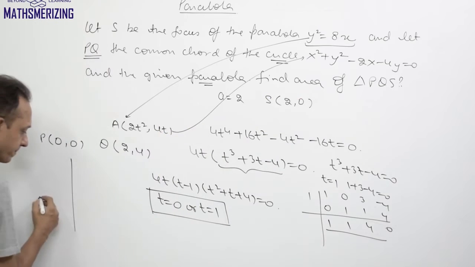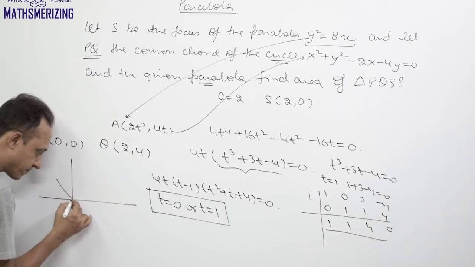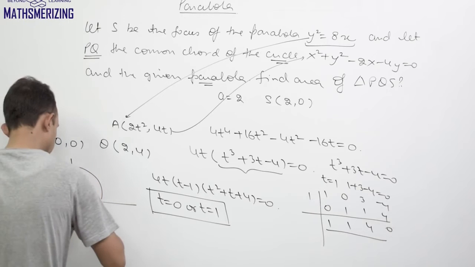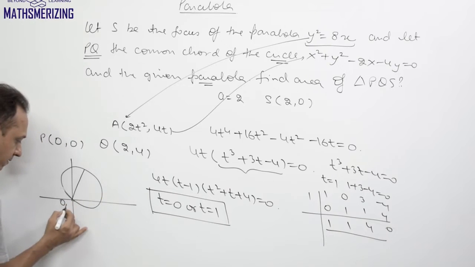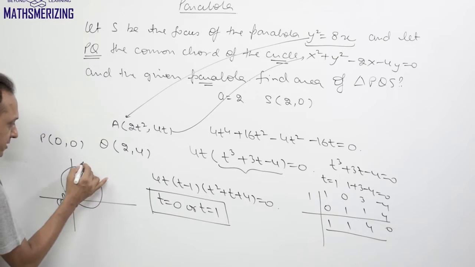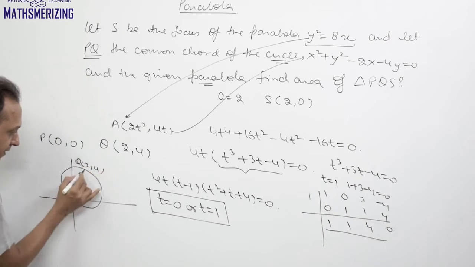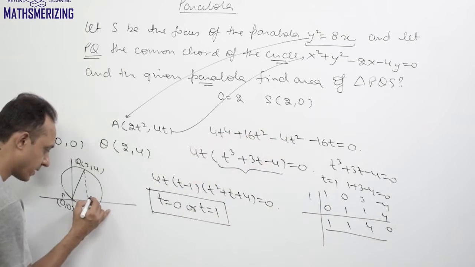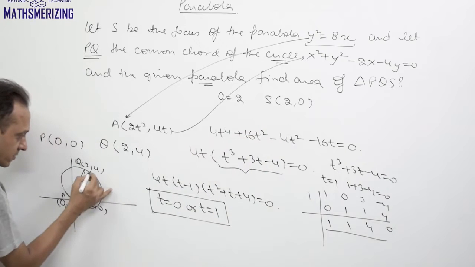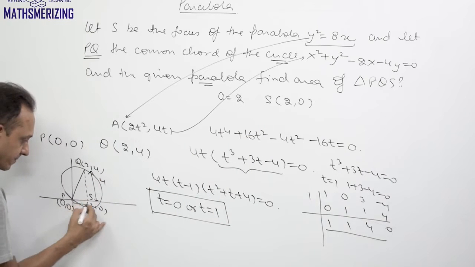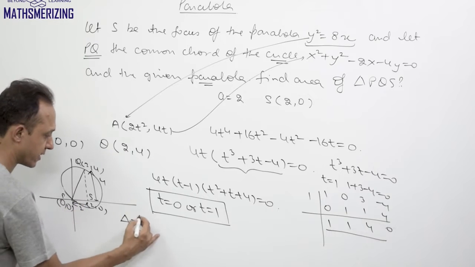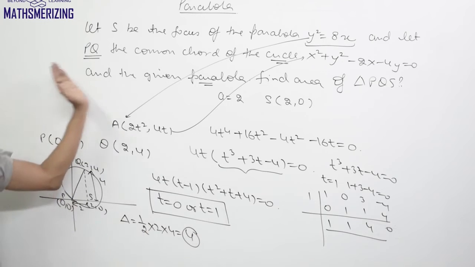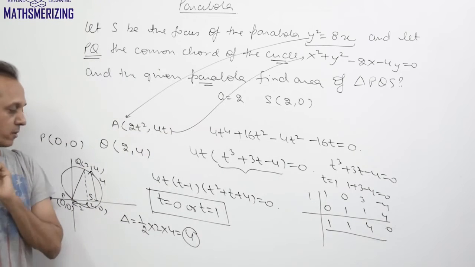So we have this circle which passes through the origin, and then we have this chord PQ. So this is P and this Q is (2, 4), and then we have the focus of this parabola, which is at (2, 0). So S is at (2, 0). So this height is 4 units, base is 2 units. So the area of this triangle is half base into altitude. So it is 4. So the area of triangle PQS is 4 square units.